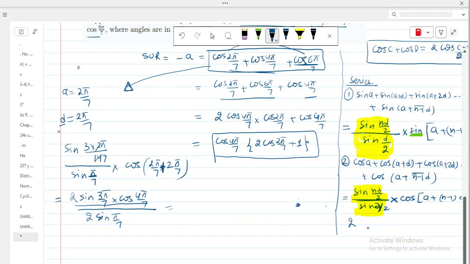So the value of a becomes half using the sum of roots. Then the value of b you can find now. So the value of b will become the sum taking 2 at a time, using Vieta's formula. That means cos 2 pi over 7.